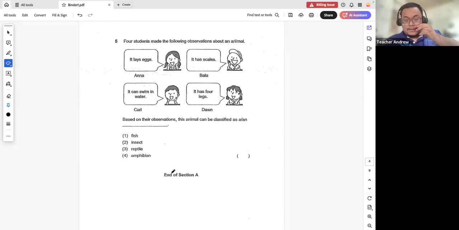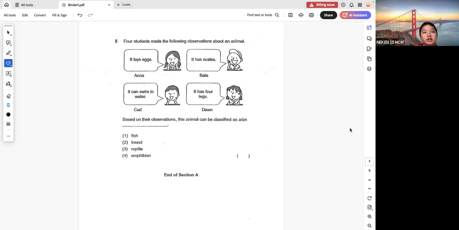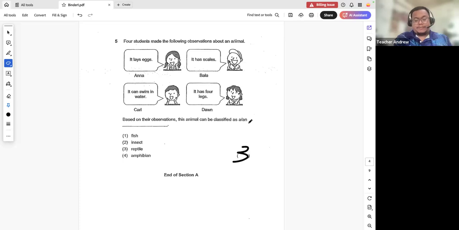4 students actually make the following observations for an animal. It lays eggs, has scales, can swim in water, it has 4 legs. So based on the observation, the animal is classified as what? Any volunteers? Yes, Nathan? Based on the observation, this animal can be classified as a reptile. Very good. You are right. Absolutely right. So a reptile actually has dry scales, lays eggs, swims in water, and has 4 legs.